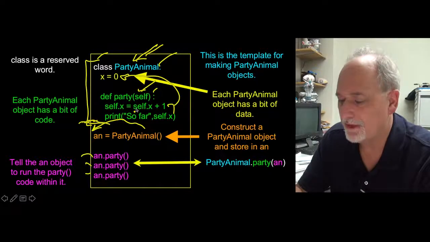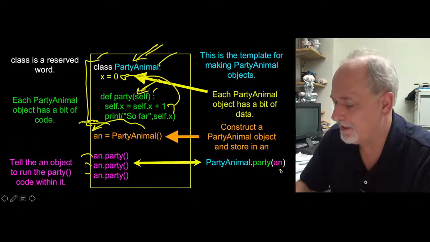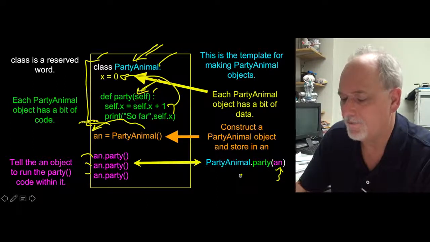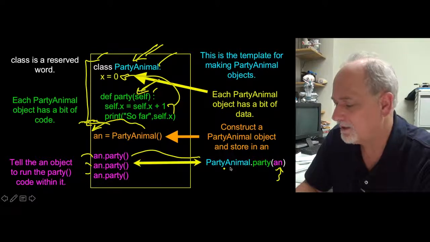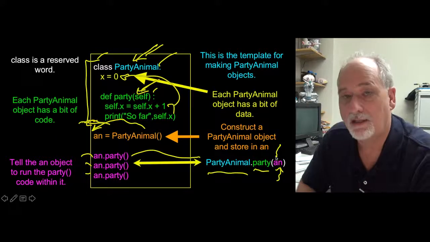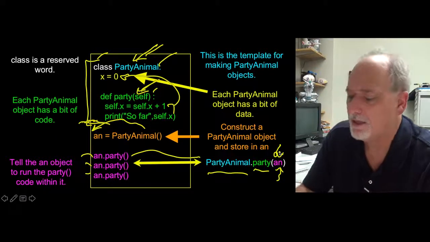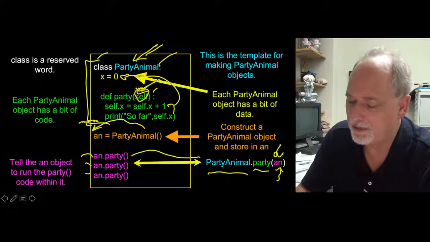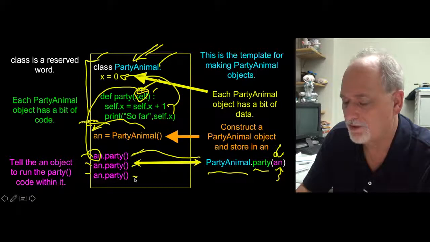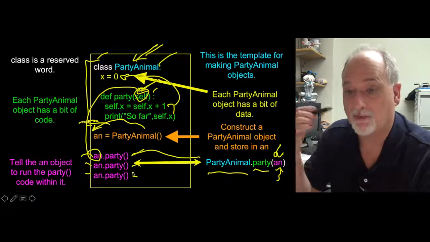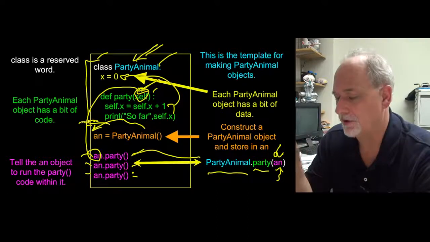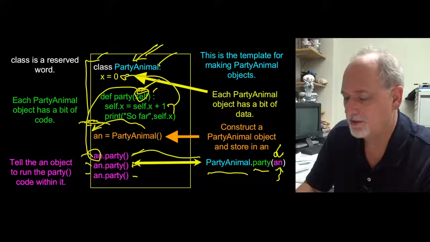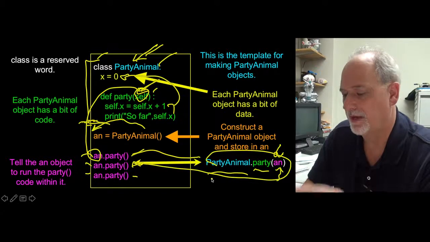Now this self thing, and we'll take a look at the self. The self ends up being an alias of an. And so you can look at this syntax as just kind of an equivalent of this syntax. It's calling the party method within the PartyAnimal class and passing the instance in as the first parameter. And so self ends up being an alias of an each time these are called. Now if we make a different variable and a second object, which we will eventually, you will see that works a little bit differently. And so this syntax is a short version of that syntax.